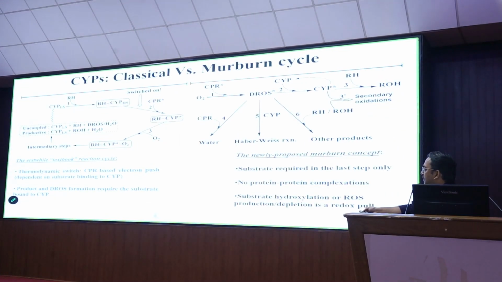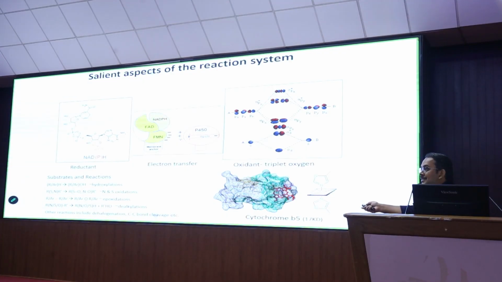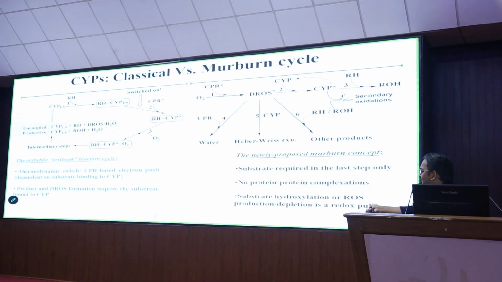Now, it's the same thing presented in a little different way, and here we will not call it the classical mechanism. We'll call it the erstwhile hypothesis, because we have very clearly refuted it, that you see in your textbooks probably. Now this is dependent on the substrate binding to cytochrome P450, which is not the case when you look at the Merban concept. And this mechanism requires the binding of not just the substrate to the P450, it also requires the binding of P450 itself to the cytochrome P450 reductase, that is the CPR enzyme, like what we have seen here. See, this binding is required in the erstwhile hypothesis, where it's not really required in the Merban concept.